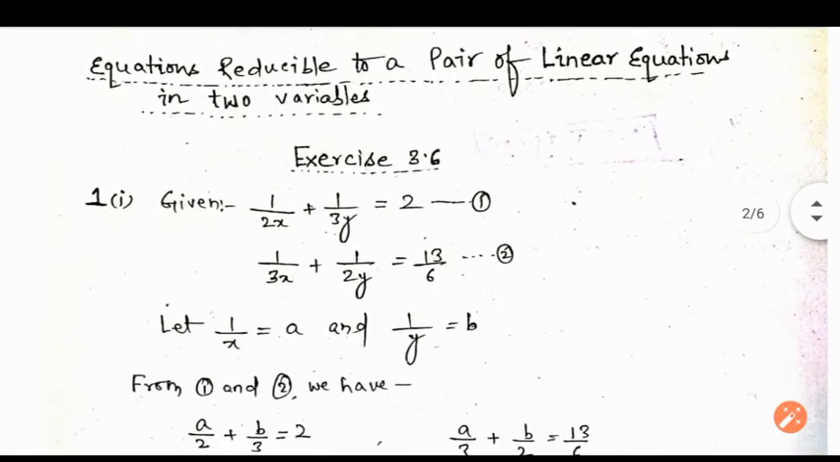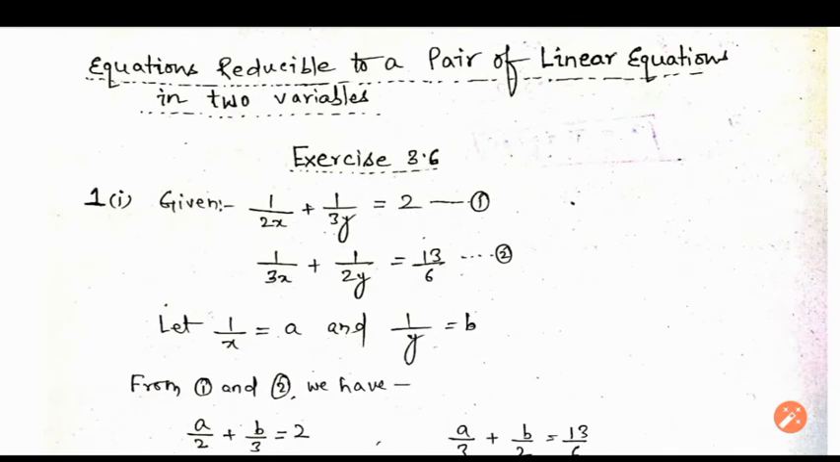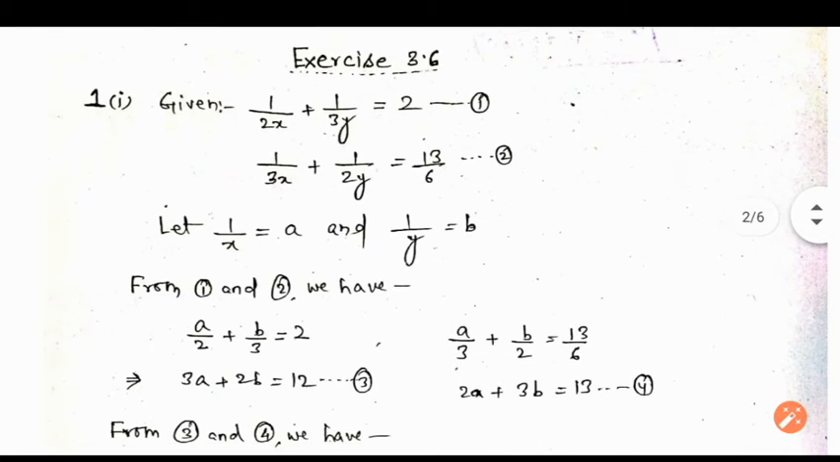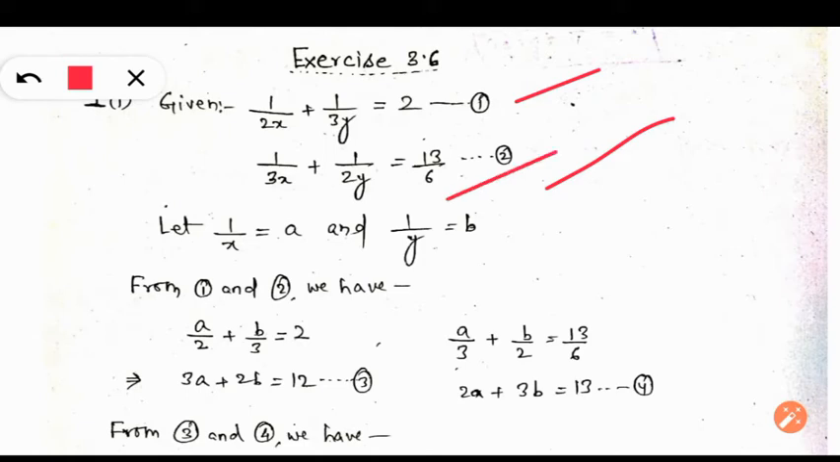So equation reducible to a pair of linear equation in two variables. First we need to reduce the equation into a pair of linear equation, then solve. So see, sub part 1. In sub part 1, these two equations are given. 1 by 2x plus 1 by 3y is equals to 2. 1 by 3x plus 1 by 2y is equals to 13 by 6. So what suitable substitution is required to convert this equation into the general form of the pair of linear equation?